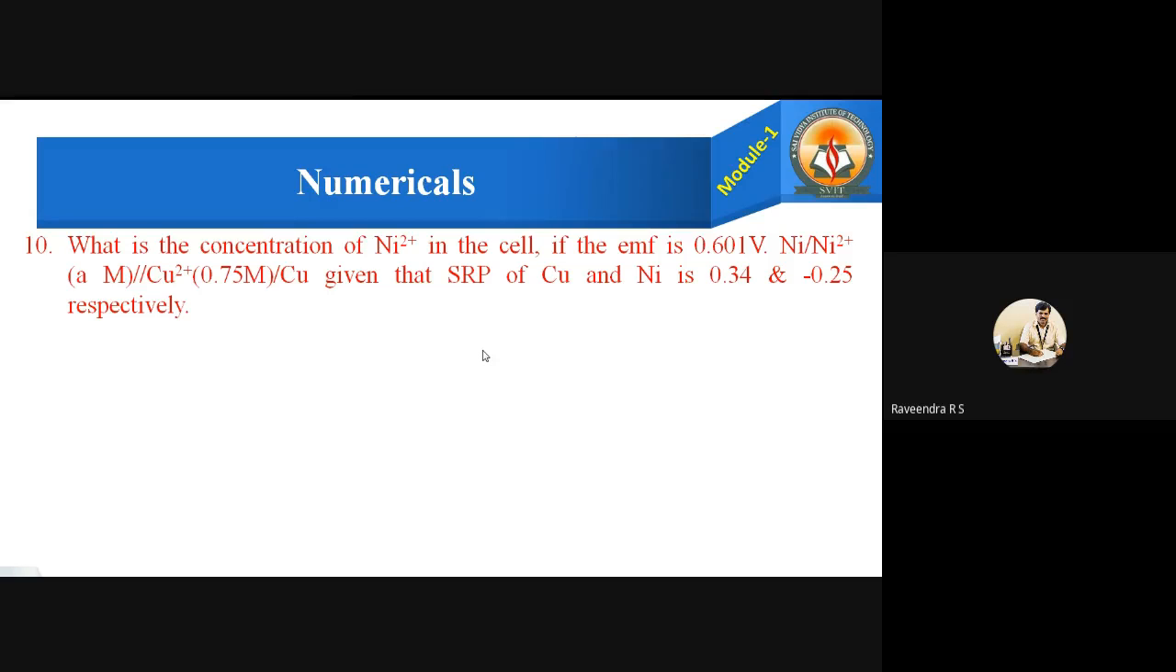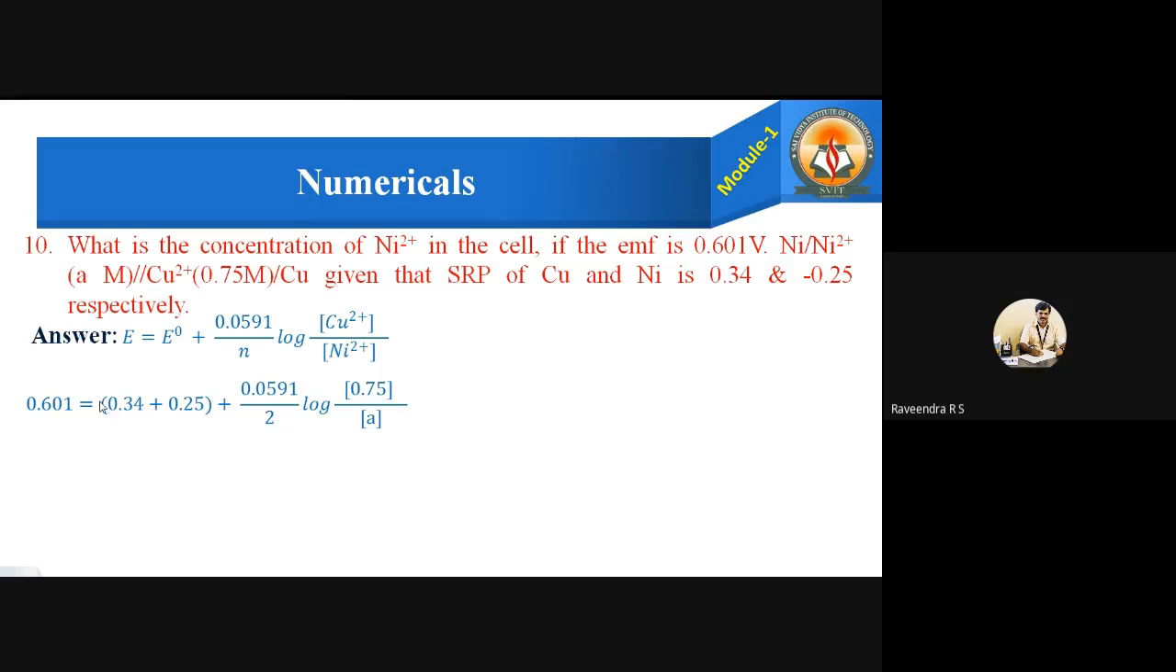This is a different kind of problem. Here we have to calculate A, the value of A, the concentration of nickel 2 plus. So how to calculate this? Using the same formula: E equals E naught plus 0.059 divided by n, log concentration of Cu2 plus divided by concentration of nickel 2 plus.